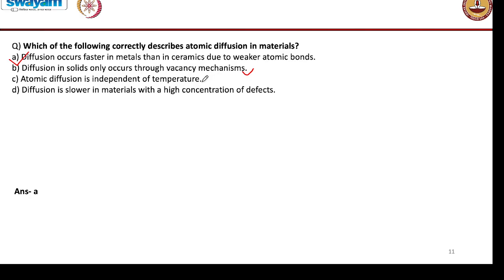And "atomic diffusion is independent of temperature"? Absolutely not, as we have studied that some amount of activation energy is always required to initiate atomic diffusion. So it will be dependent upon temperature, right? And "diffusion is slower in metal with a high concentration of defects" is not true, because diffusion will be higher at a high concentration, right? The higher the concentration of defects, the more unstable the material can be, and that's why by making atomic diffusion bonding it may become stable. So that's why diffusion may be higher.